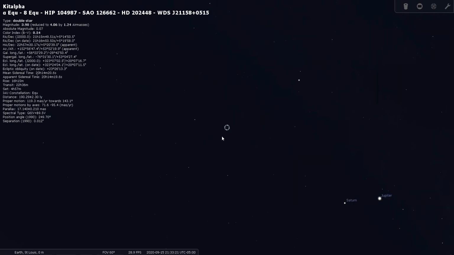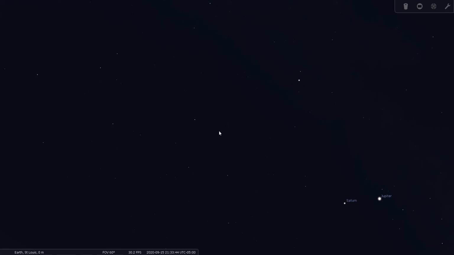So if you want to point your telescope back at Alpha, at least you can say you've seen the alpha star in Equuleus, a rather obscure constellation. So if the alpha star doesn't split, what about the other two that do? One of them is Gamma Equuleus. And to show this, it's easier to put the constellation lines up.